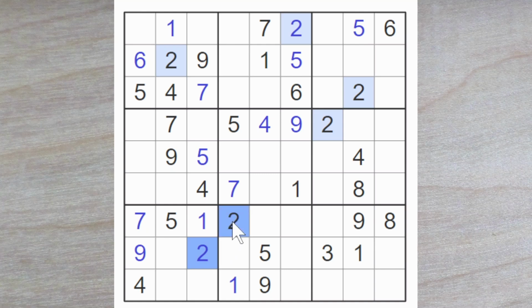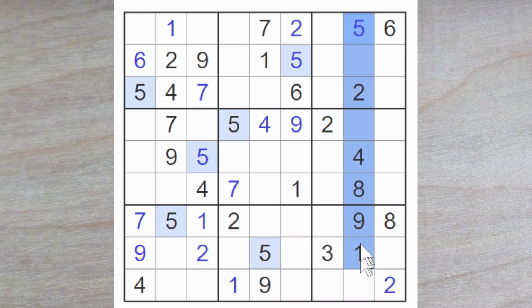Finding this 2 was important, I think, because now these squares are blocked by these 2s, and we got a couple of 2s blocking down like so. So this is a 2. And that gives me a 5, because we got a 5 blocking down here.